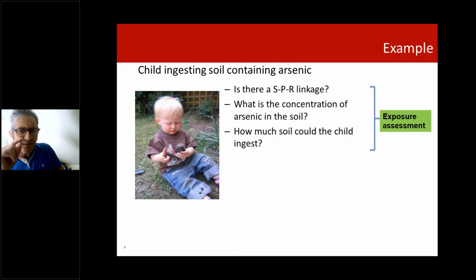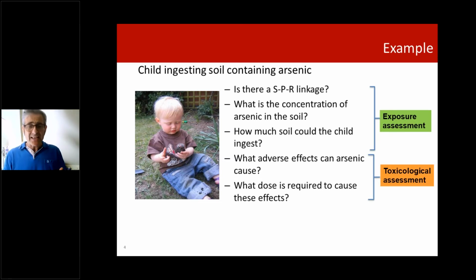So the next part of the exposure assessment is, what is the dose to that child? In order to know that, we need to know what the concentration of arsenic is in the soil and how much soil that child is going to be ingesting, and then we can work out the dose. We also need to then do the toxicological assessment. This is where we're asking ourselves, what sort of adverse effects could arsenic cause? Could it cause lung cancer? Could it cause bladder cancer? Could it cause problems with the kidneys? Whatever, what problems could it create? And importantly, what dose is required in order to cause those adverse health effects? So that's your toxicological assessment. And by combining those two together, that's your risk characterization.